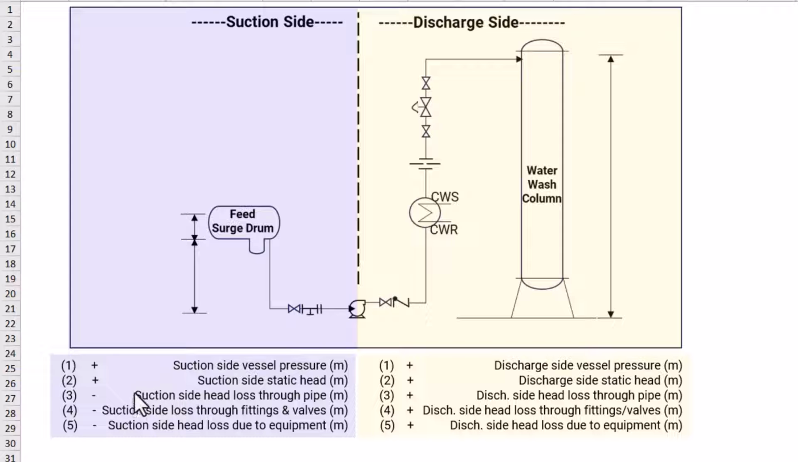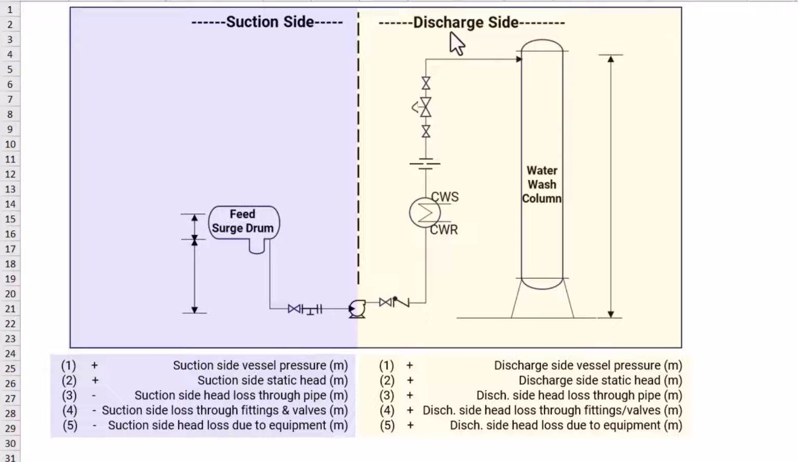We also need to deduct the suction side head loss that is happening because of frictional head loss through the pipe. We also need to deduct the suction side head loss through fittings and valves. Whichever fittings and valves are there on the suction side, we need to account for the frictional head loss because of those. Then the suction side head loss because of equipment on the suction side. If we have any equipment on the suction side, we need to deduct that component as well.